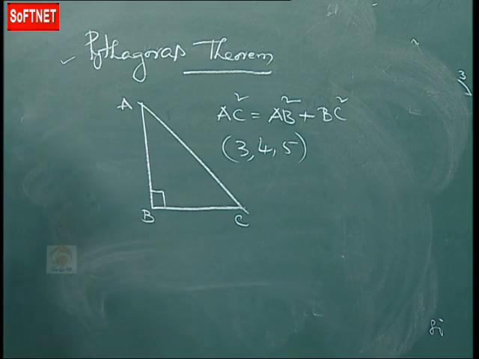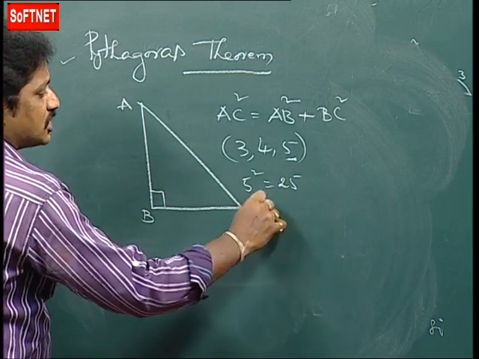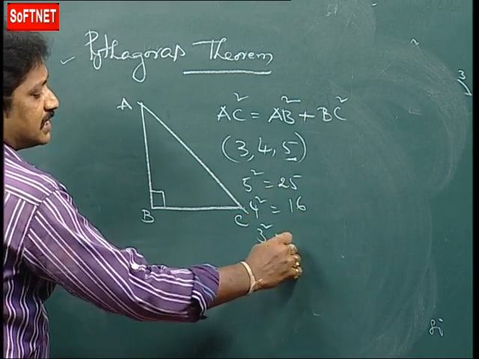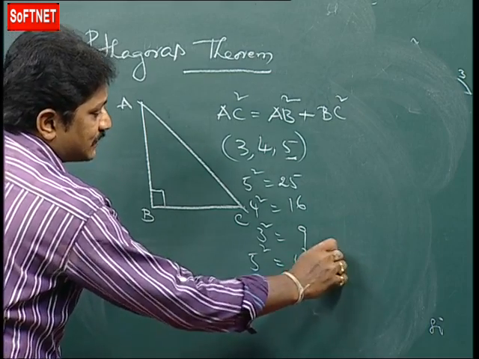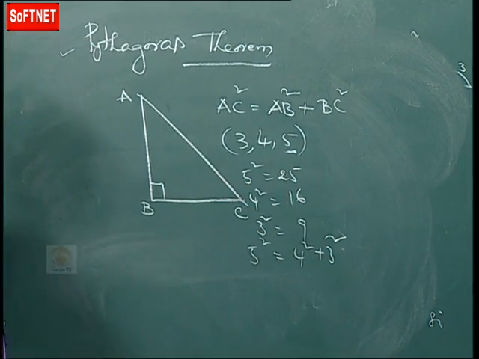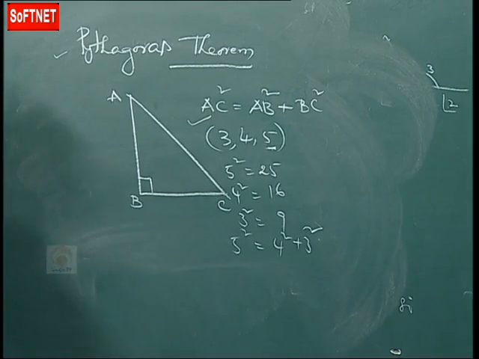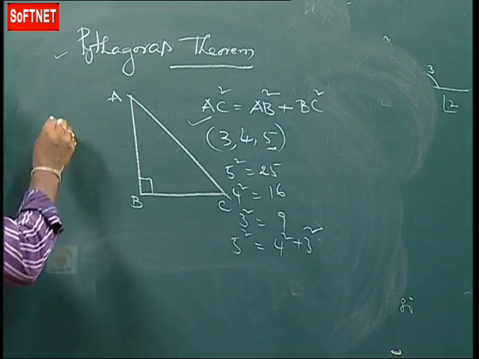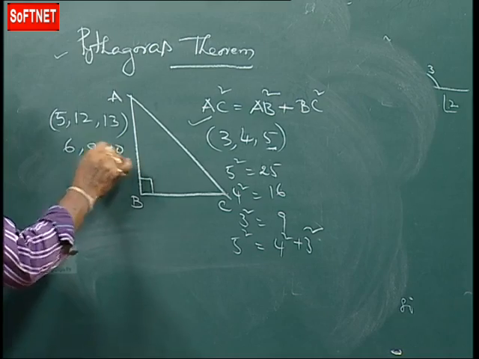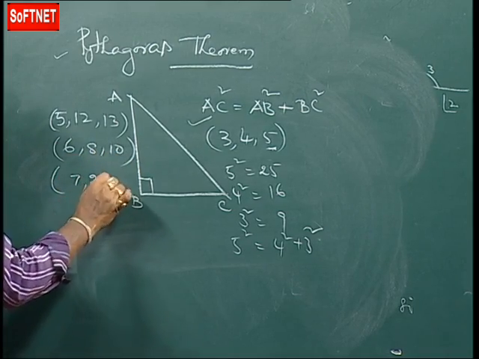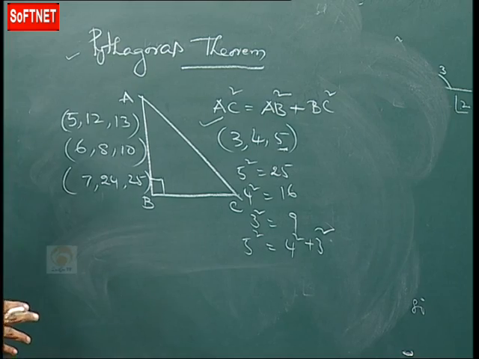3, 4, 5. See, 5 square how much? 25. 4 square how much? 16. 3 square how much? 9. So 5 square equals 4 square plus 3 square. 16 plus 9 equals 25. So 3, 4, 5 we call a Pythagorean triplet. Like this we can say so many Pythagorean triplets: 5, 12, 13, 6, 8, 10, 7, 24, 25, so many Pythagorean triplets.